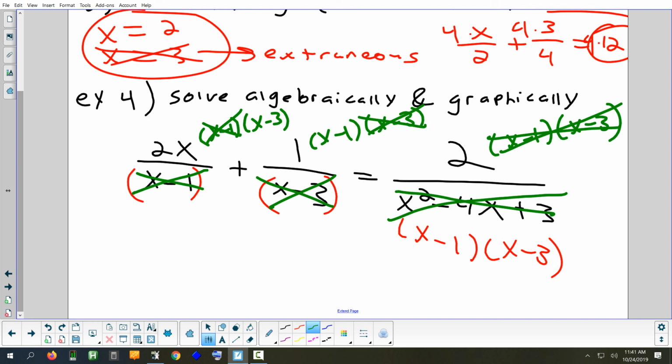So right-hand side, very simple, 2. So if you want, we can put that right now. Now, the rest of it, just do your distributive. What's 2x times x? And 2x times negative 3? Yep. That's mostly where people mess up.